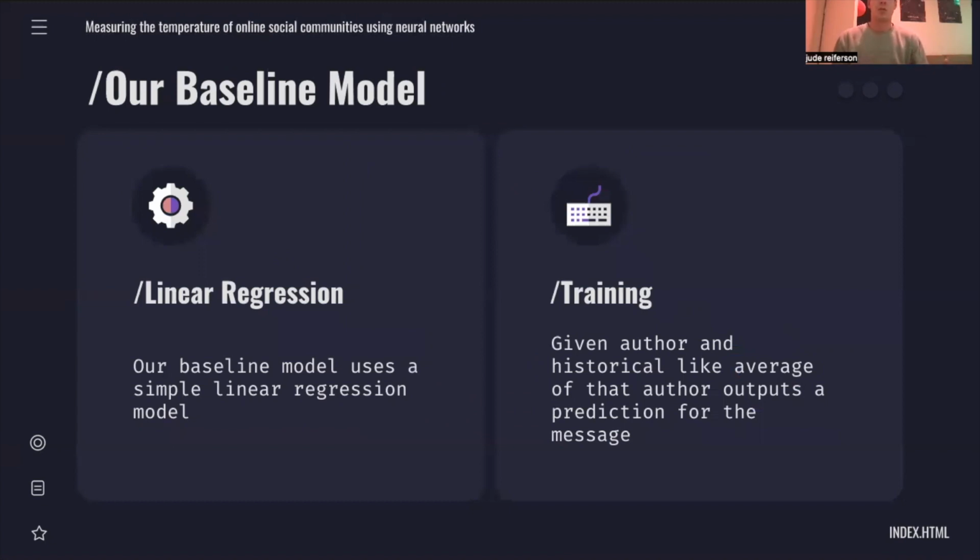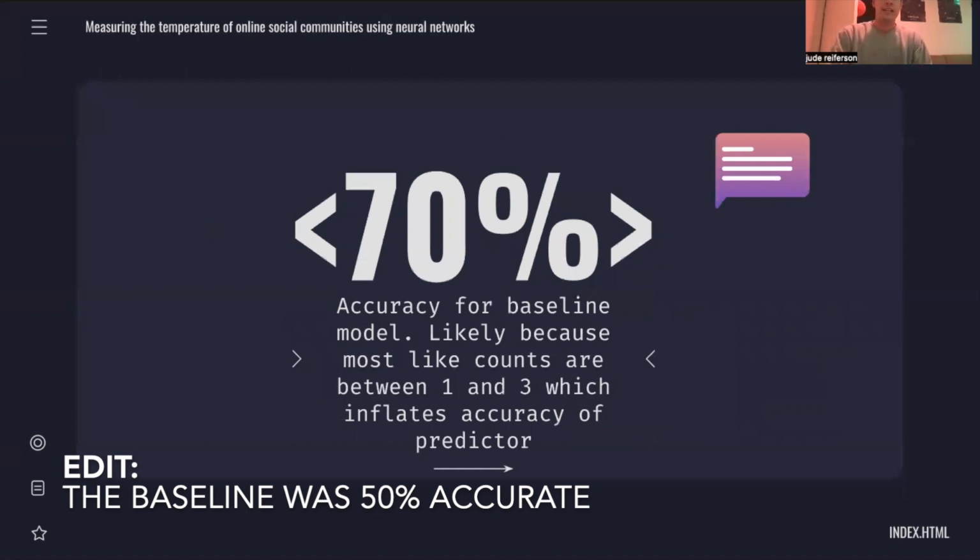Our simple baseline model was built on a very simple linear regression. And so just the most simple possible linear regression. And it was based off of the author and historical like average of the author. And that would output a prediction for the message. So basically, it would take as input an author, it would take as an input the average likes that author received, and it would predict how many likes the next post, or that message, was going to receive. And this arrived at a staggeringly high 70% accuracy for our baseline model.